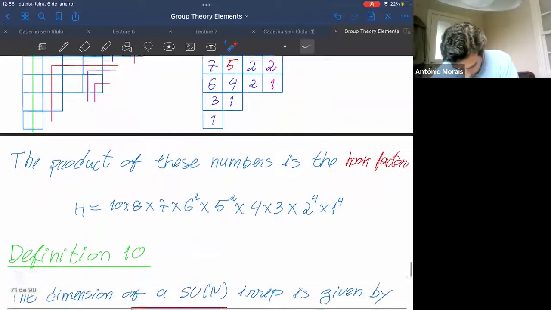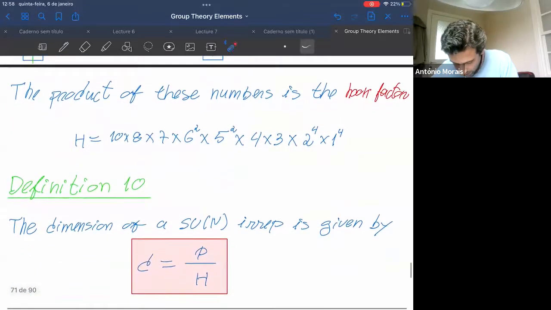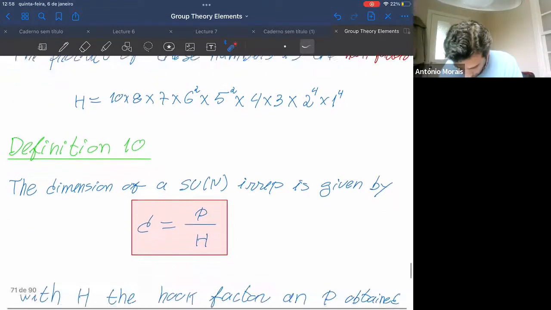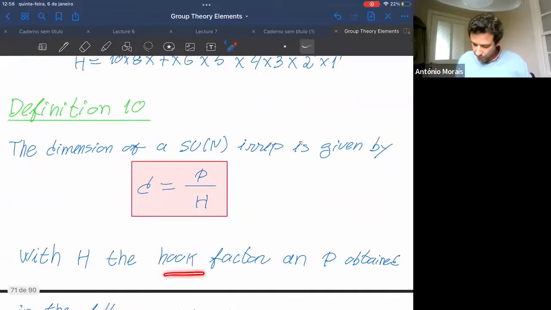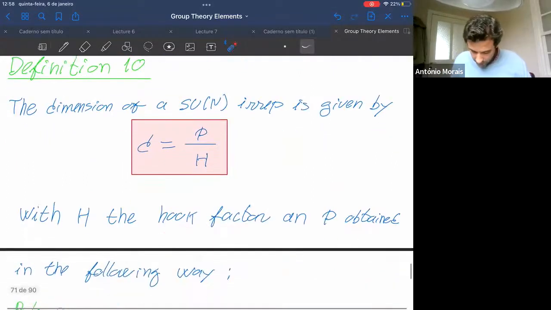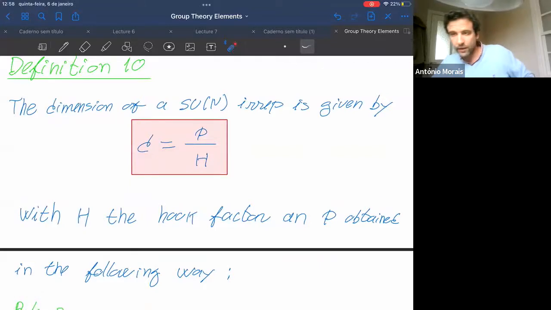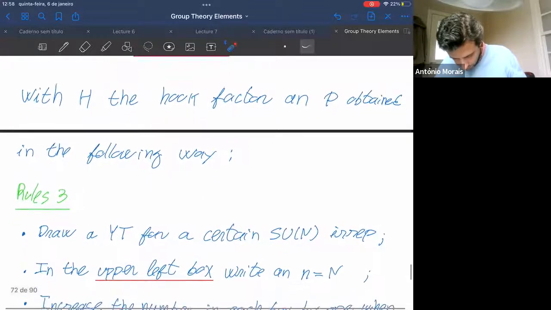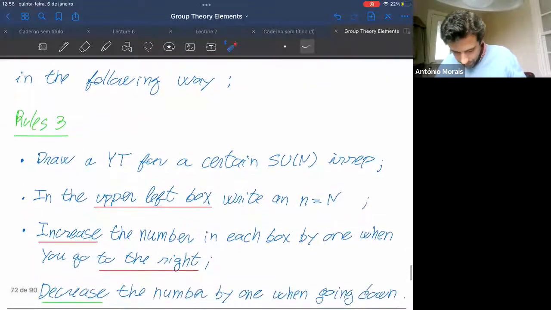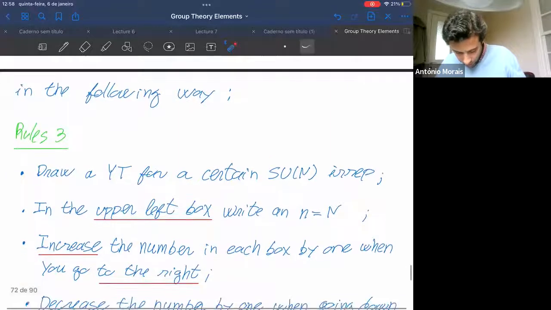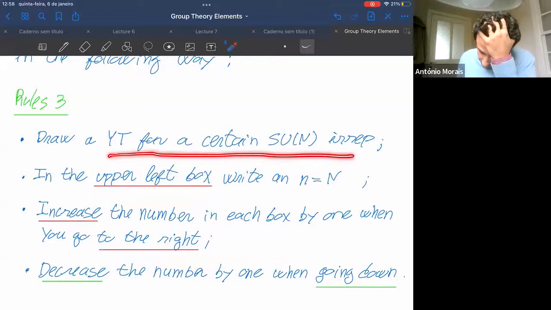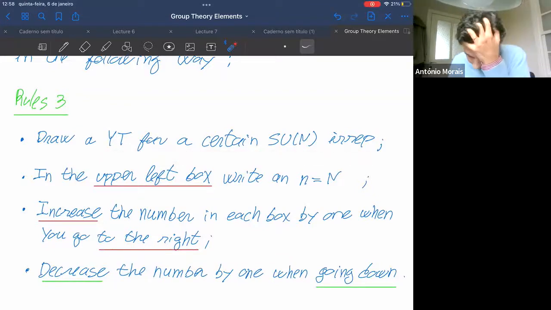And now there is another definition. That is, the dimension of an SU(N) rep is given by P over the hook factor. And what is P? This is what we need to know. H is the hook factor, and P is obtained in the following way, again from such theorems that I was mentioning. To obtain P, we need to look into another set of rules. So we draw the Young tableau for a certain SU(N) rep. Let's consider the Young tableau above.